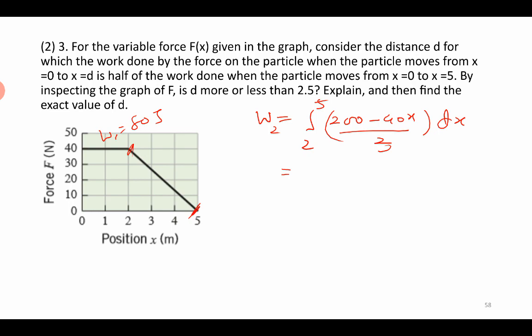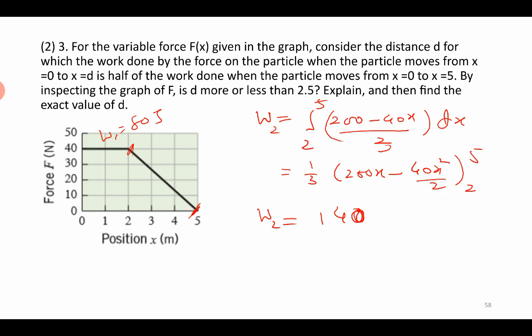So integrate it. 1 over 3 is constant. This is 200x minus 40x square over 2 from 2 to 5. Use the upper and lower limit, get the answer as 140. Work in the second part is 140. I have calculated it, so I am writing the answer straight away. You just substitute the upper and lower limit, get the answer.